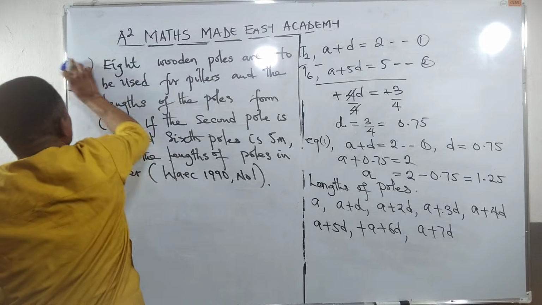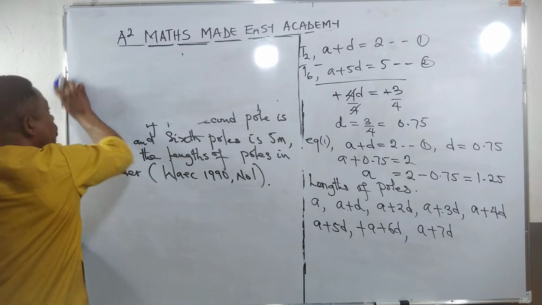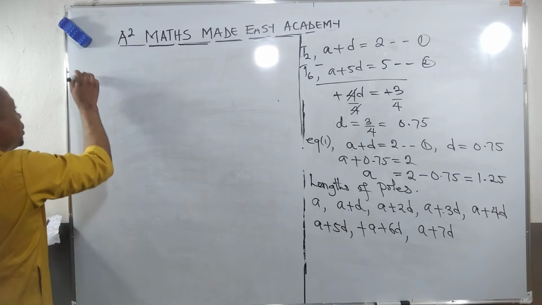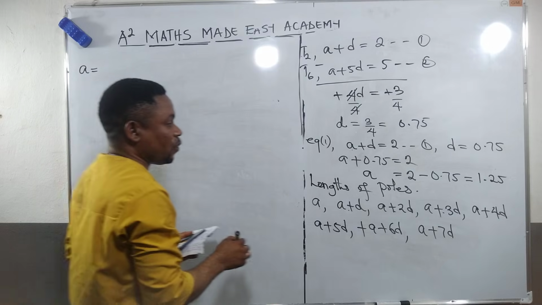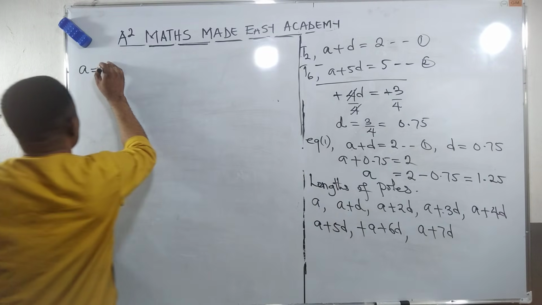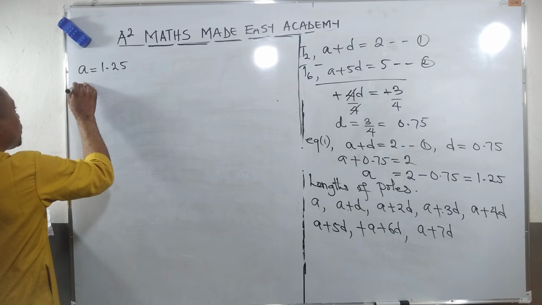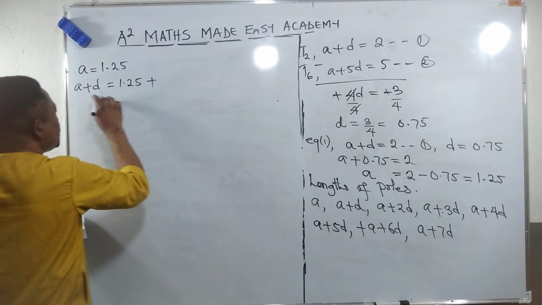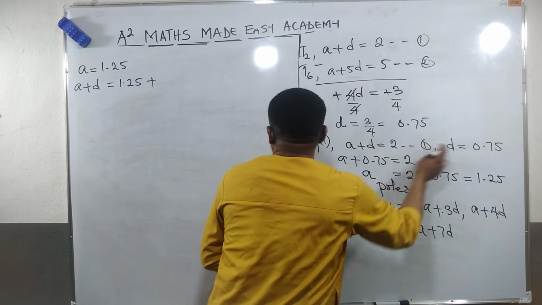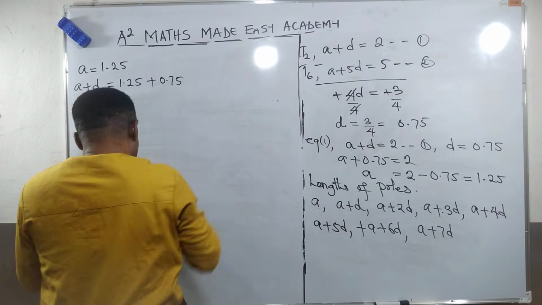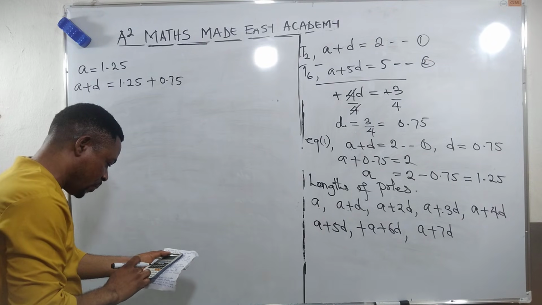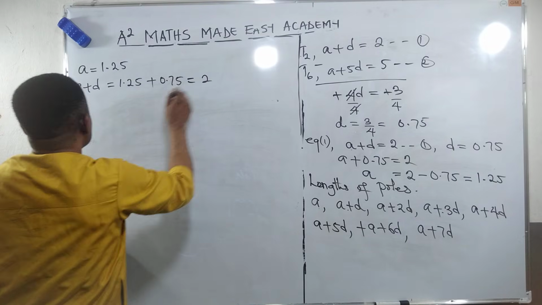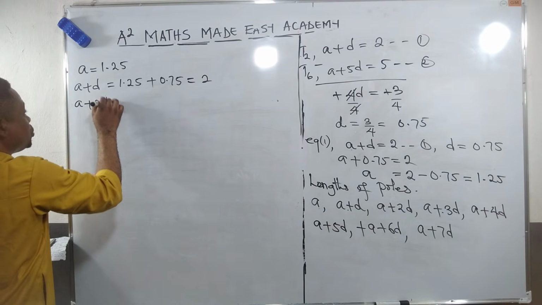Now let us substitute one after the other. Hope you are following. Let's go. The first one, A. We have known the first term. What's the first term? 1.25. The second one is A plus D. A is already known, 1.25 plus the common difference. What is the common difference? 0.75. Can I add now? Plus 0.75. Now 1.25 plus 0.75 will give us what? 2. Then we now move to the next one, A plus 2D.